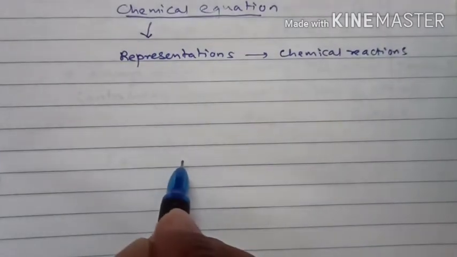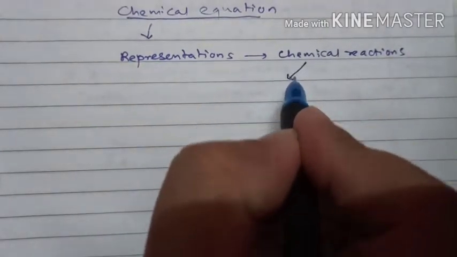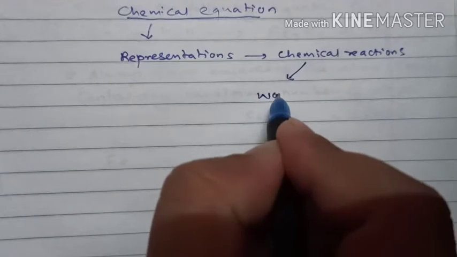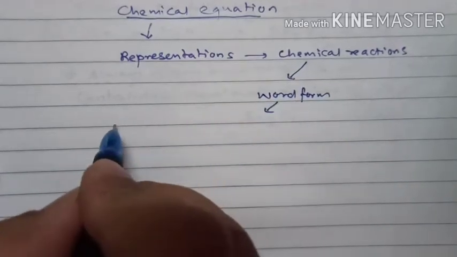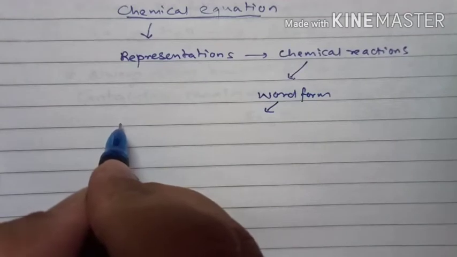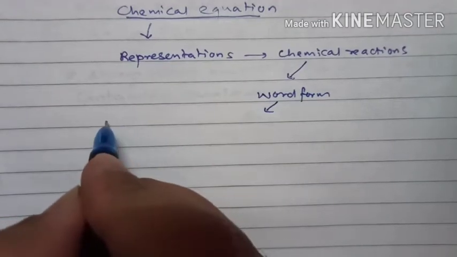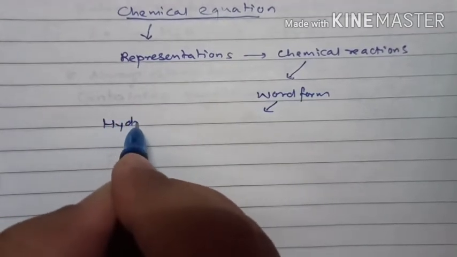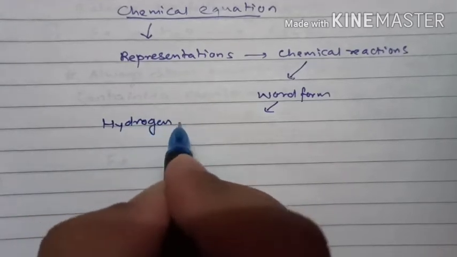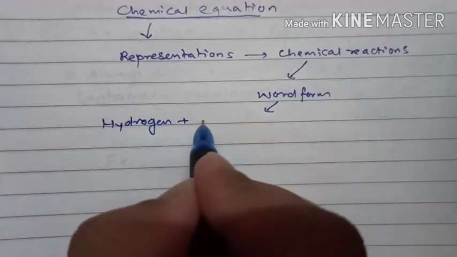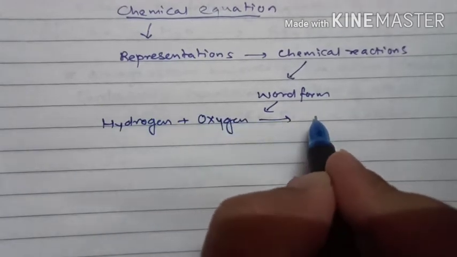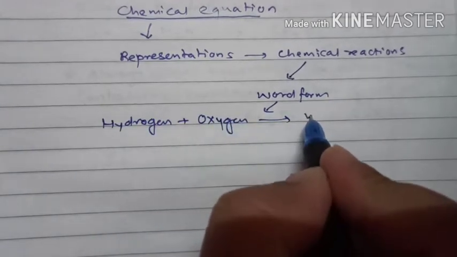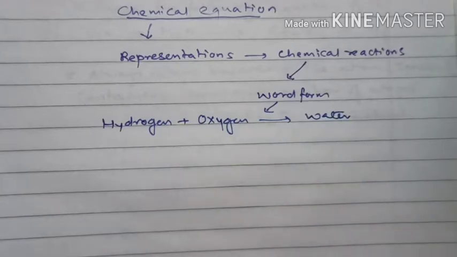So how are chemical reactions represented? They are represented in a word form also. So for example, we say when hydrogen and oxygen combine together, they form water. So we will write hydrogen, when it combines with oxygen, it gives what? It gives water. This is a word form.